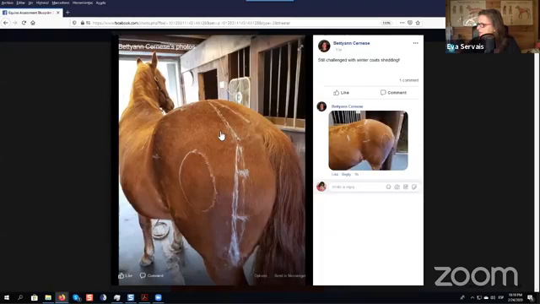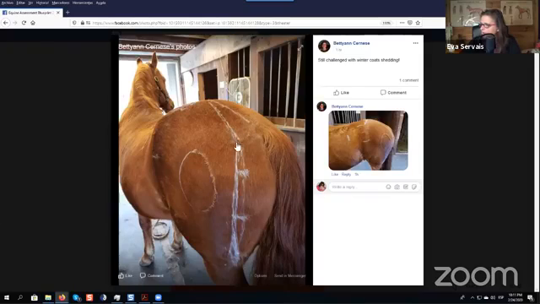Still challenged with winter coat shedding. That's normal, don't worry about it. The main thing is that you would feel here. Feel where that muscle is, or look at your horse walking around to know exactly where that muscle is, because it's never ever a straight line. It's always in a little turn. So here this looks good.